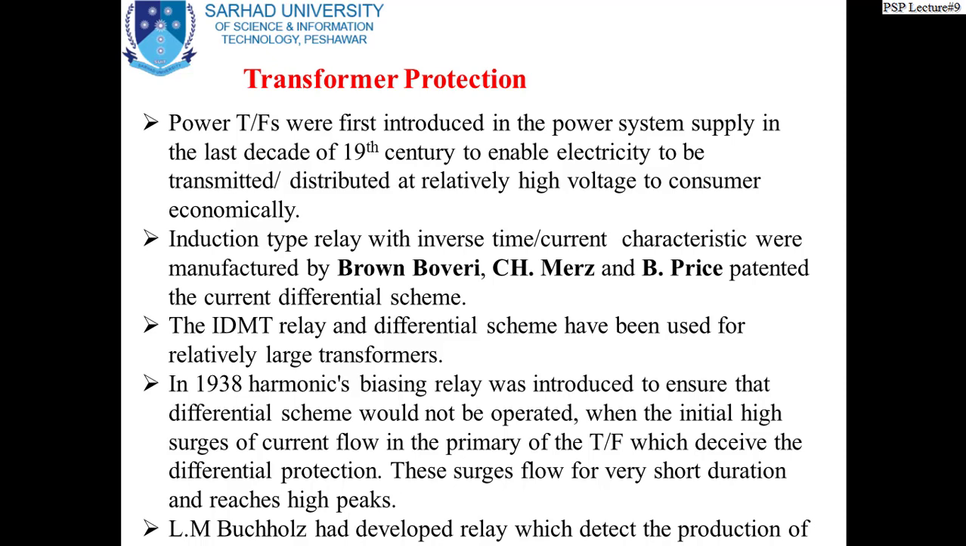And the other two men, C.H. Morse and B. Preuss, patented the current differential scheme. They are still used. That relay, which has the inverse time current characteristic, is the IDMT relay, inverse definite minimum time relay, and the differential scheme have been used for relatively large transformers. This we will discuss in the coming section.